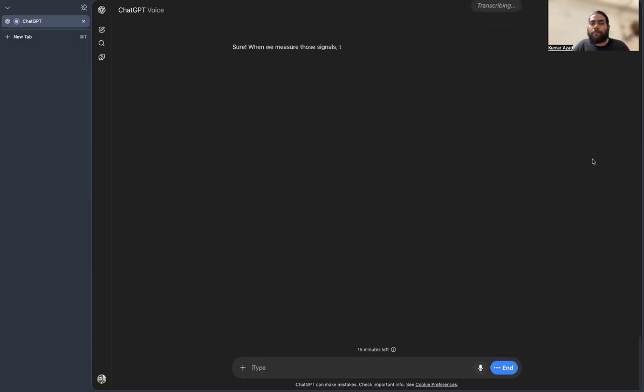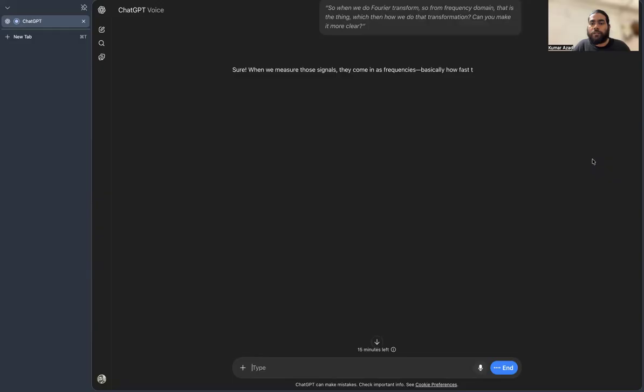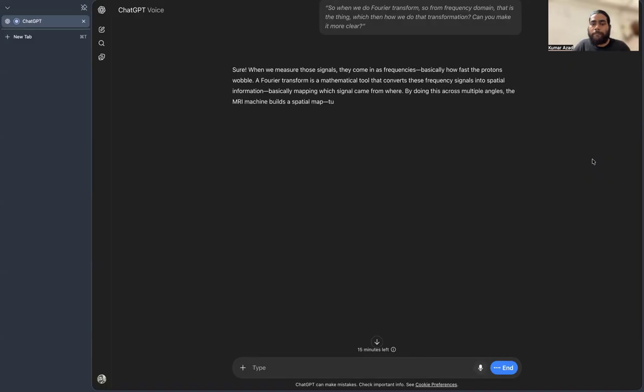Sure, when we measure those signals, they come in as frequencies, basically how fast the protons wobble. A Fourier transform is a mathematical tool that converts these frequency signals into spatial information, basically mapping which signal came from where. By doing this across multiple angles, the MRI machine builds a spatial map, turning wobbles into a recognizable image of your insides.